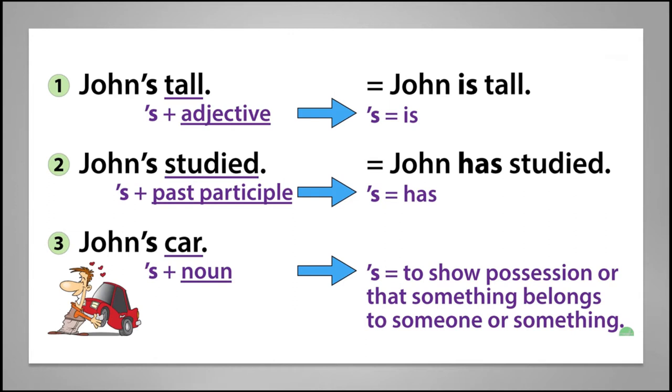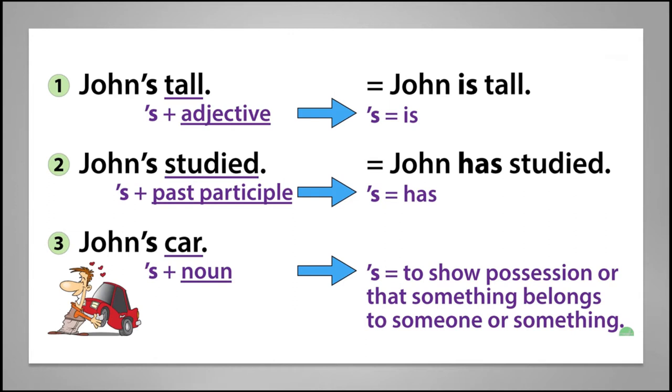Has studied. Okay? And as I was saying regarding the second sentence, John's studied. The first example, John's tall, has an adjective there. Now, in John's studied, we know that it's a verb in the past participle form. And John's stands for has, so it's in the present perfect tense. So John's studied means John has studied.